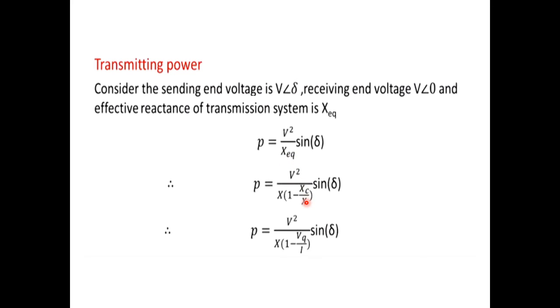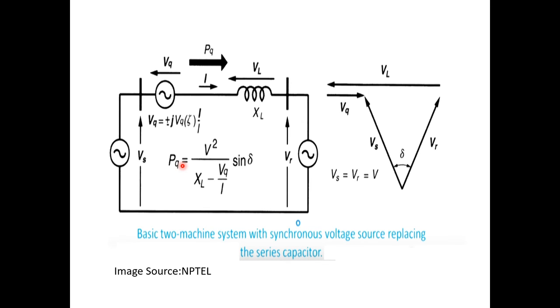This one is the formula. XC by XL, XC is nothing but, can I write this one maybe like this, that V equal to IX. That thing VQ is equal to I into X, that it is divided by I. That entire formula, the active power formula, is V square by X into 1 minus VQ by I. This one is the formula.